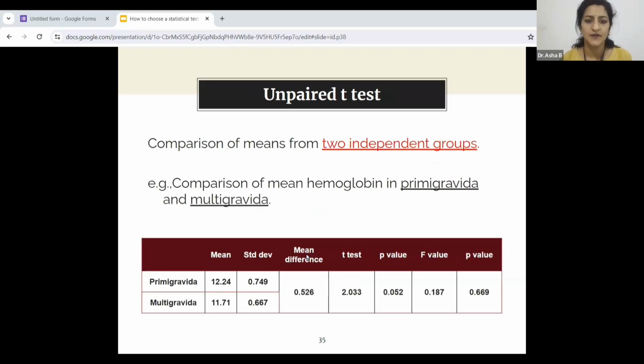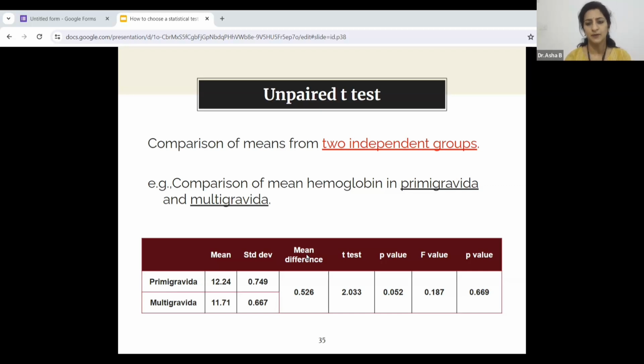The next test we have is the unpaired t-test. Here we will have two independent groups. This test is applied when we want to know the difference between two sample means. The example I've quoted is to compare the mean hemoglobin in primi gravida and multi gravida. So we have two independent groups, primi gravida and multi gravida.